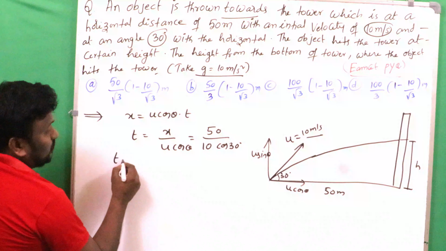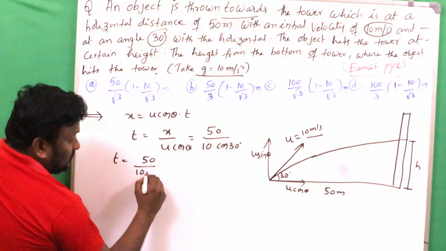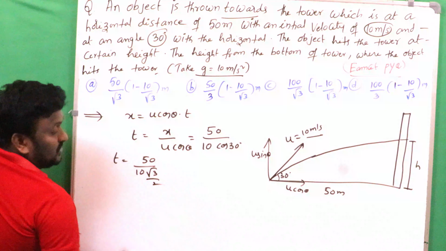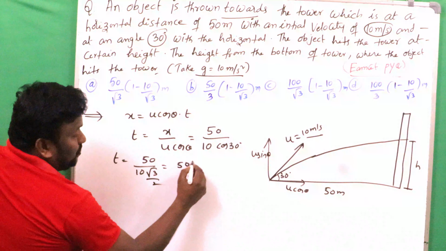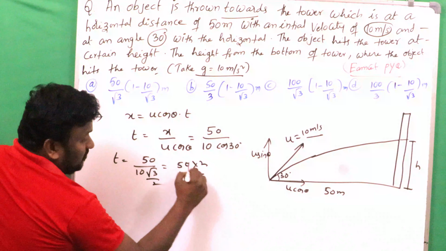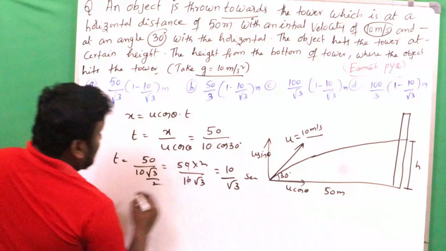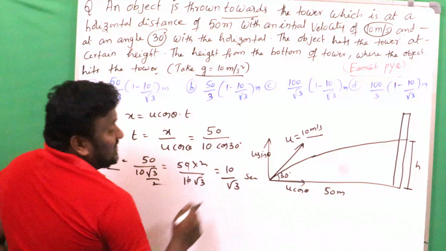Then t is equals to 50 by 10 cos 30, which is root 3 by 2. That means 50 into 2 by 10 root 3. So simplifying, that is 10 by root 3 seconds. The time of journey is 10 by root 3 seconds.